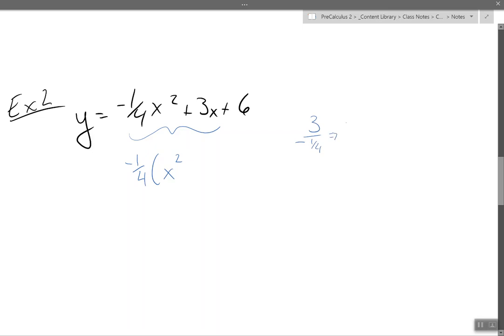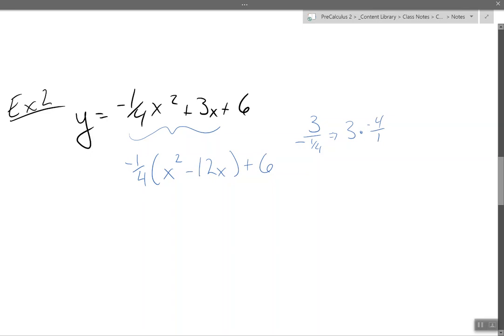Fractions, I know, keep, flip, change, keep, change, opposite, however you want to think about it. So we're really doing 3 times negative 4 over 1, so that should be minus 12x. So that step needs to happen correctly. If you don't do that factoring correctly, then the rest of the problem is going to be very screwed up. Okay, so we have this.